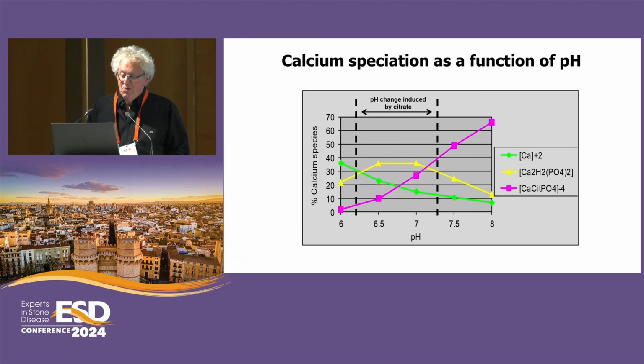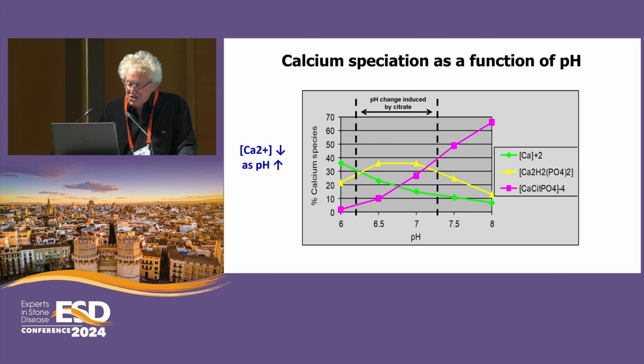Why? Well, here we show, again, this is from modeling, and I want you just to look at the green curve, which is showing, so I'm coming back now to the free calcium, which ultimately is what determines whether you're going to get calcium oxalate crystallization or not. And you see there the variation as a function of pH. And as the pH increases, so the calcium ion concentration increases.